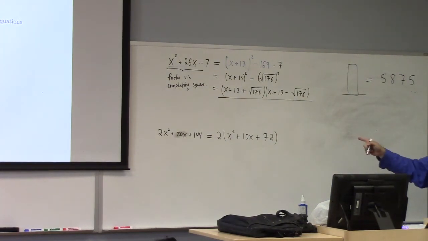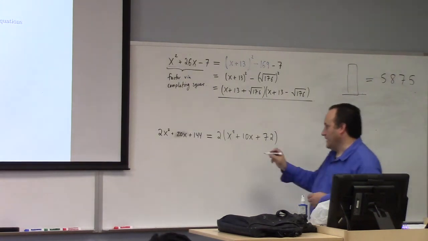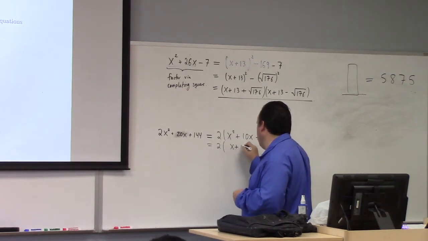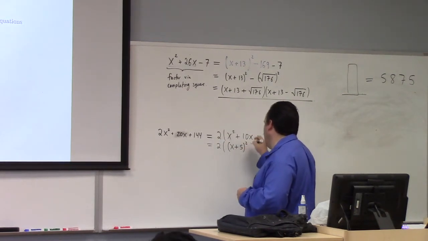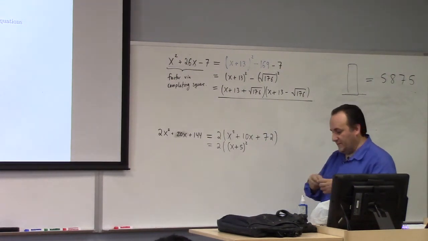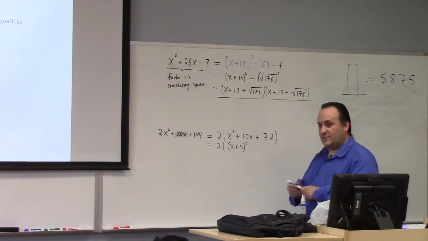How about this next one? Does this factor? Try completing the square. So I factored the 2 out. I take x plus 5, right? Because half of 10 is 5. And then to be fair, I have to subtract the square of the number that I added, which in this case was 5. So I subtract 25.